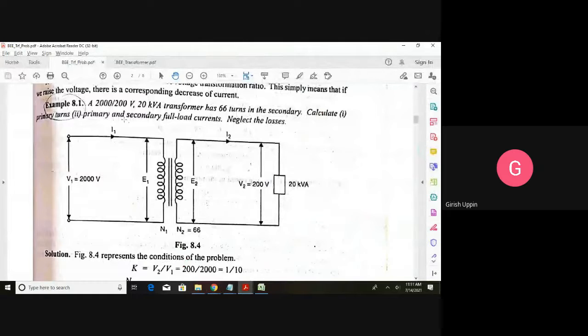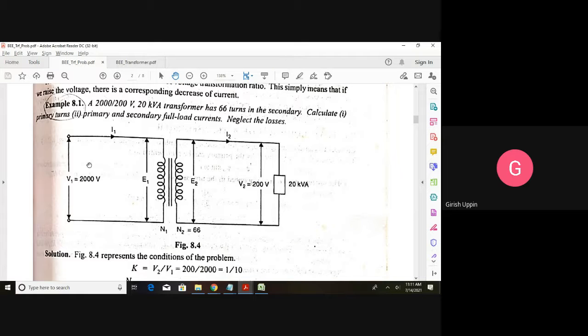We saw the classification. The first classification is based on the turns, right? If N2 is greater than N1, then we will have a step up transformer, which means the voltage will increase on the secondary. If the number of turns on the secondary is less than the primary, we will have a step down voltage. So here it is clearly a step down voltage.